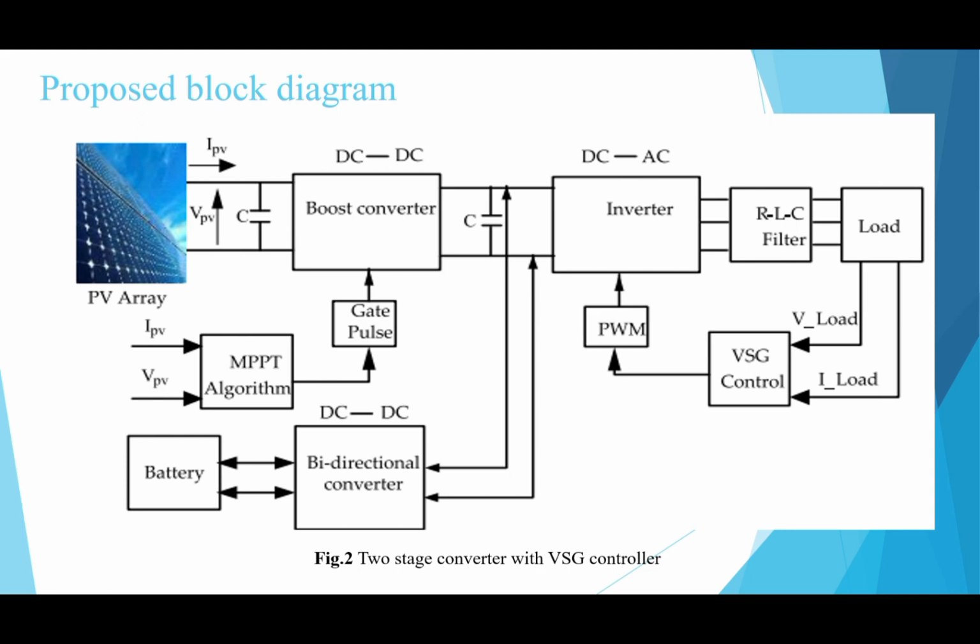Here the battery is used in this proposed method for the storage of excess power. Here a bidirectional converter is used because the excess power from the load is returned to the battery and stored. If we need excess power, we use the battery for the operation, and it is again given to the inverter through the bidirectional converter.